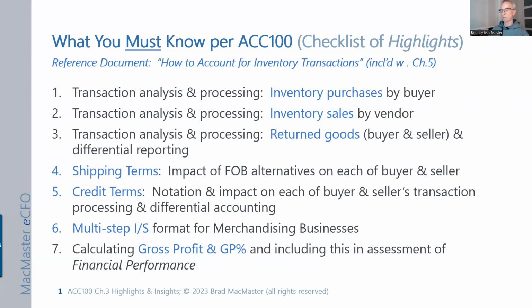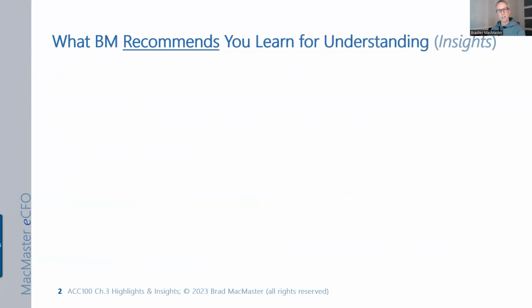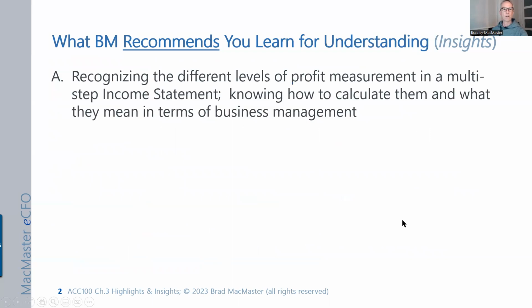All right, so that's what you're responsible for officially. In addition, I'm recommending that one of the things you learn to understand to give you a deeper insight into interpreting financial information is recognizing these three different levels of profit in a multi-step income statement, which are gross profit, operating profit, and net income, because each of them measures profit for a different reason.